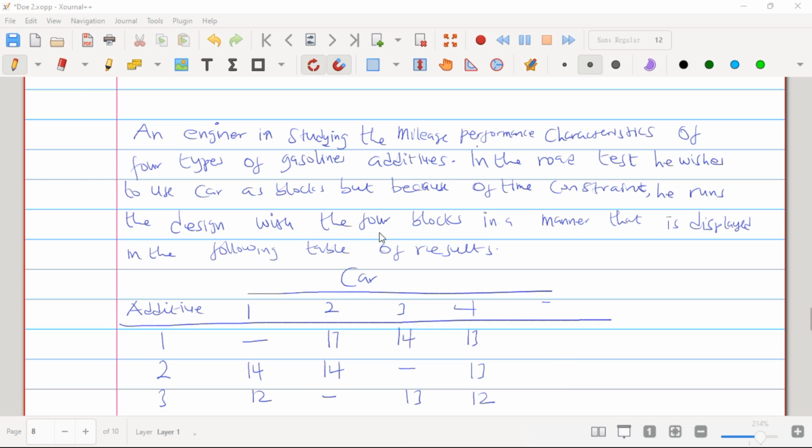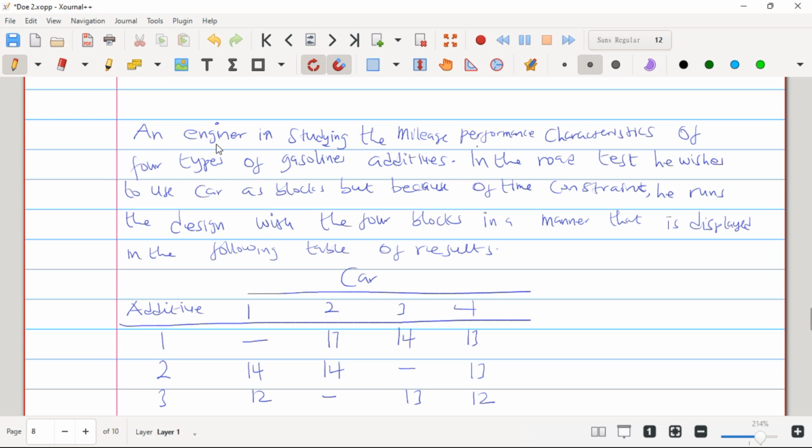Today we are going to walk through an example of the balanced incomplete block design. If you haven't watched the previous video, please kindly go and watch it, because if you don't watch the one I did on the formulas, walking through the example will be difficult for you. So this is the example.